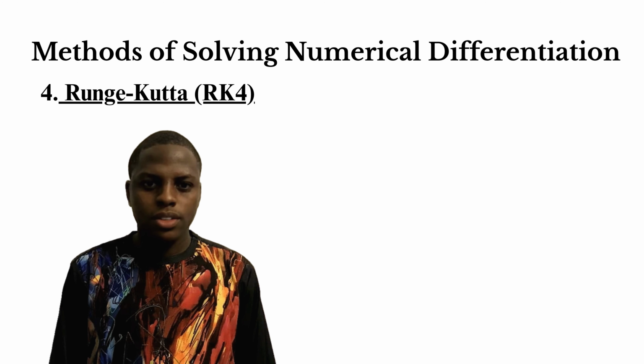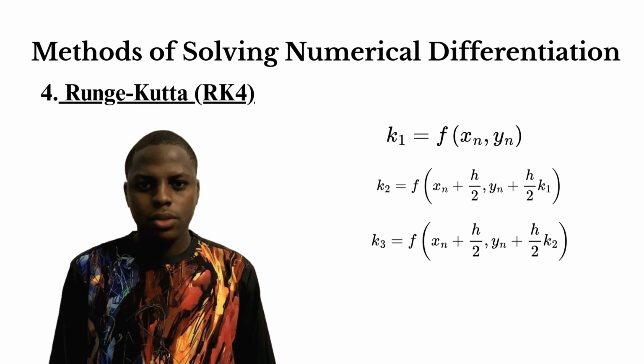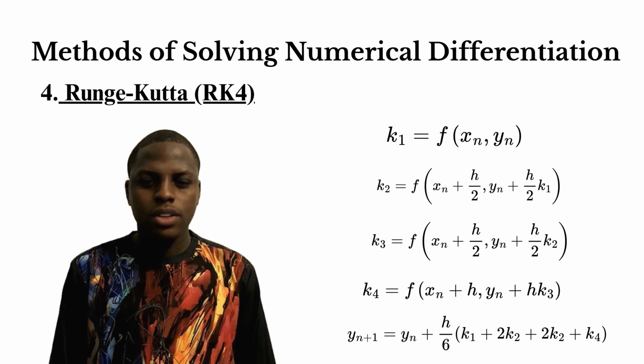The Runge-Kutta method, especially the fourth order, is one of the most accurate numerical methods. Step 1: compute k1, the slope at the beginning. Step 2: k2, the slope at the midpoint using k1. Step 3: another midpoint using k2. Step 4: k4, the slope at the end. Then take a weighted average. Runge-Kutta gives amazing accuracy with fewer steps compared to Euler's method.